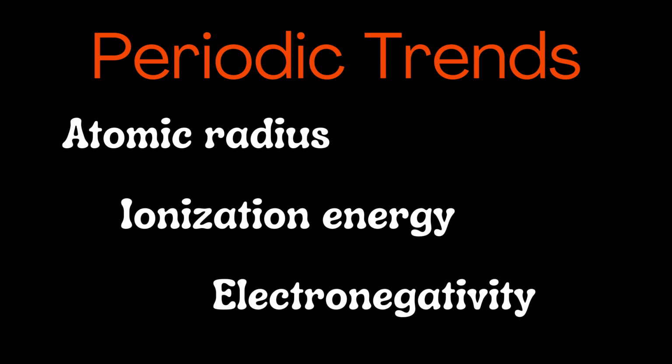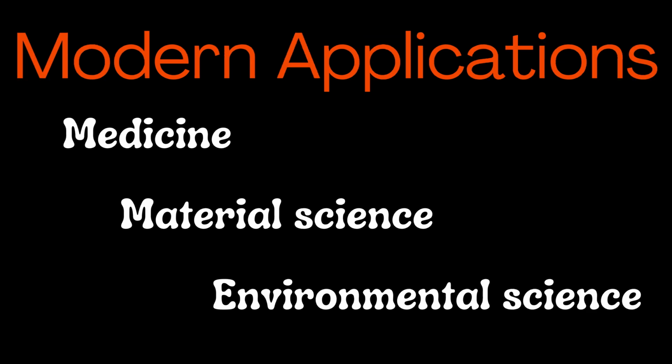Ionization energy, the energy required to remove an electron from an atom. Ionization energy increases across a period due to increasing nuclear charge and decreases down a group as electron shielding effects increase. Electronegativity, the ability of an atom to attract electrons in a chemical bond. Electronegativity increases across a period and decreases down a group. Fluorine, F, is the most electronegative element.